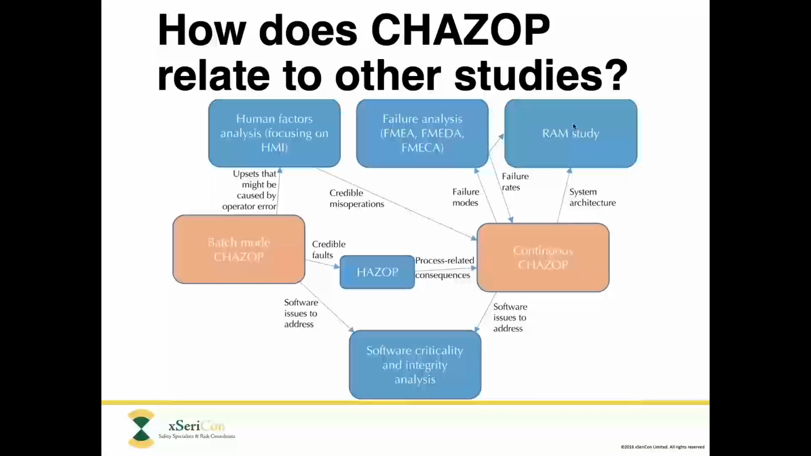So therefore, I think that we need to do a bit of CHAZOP before the HAZOP study, and that would be specifically to identify failures in the batch control system. And then after we complete the HAZOP, we can do what you might call the full CHAZOP study.